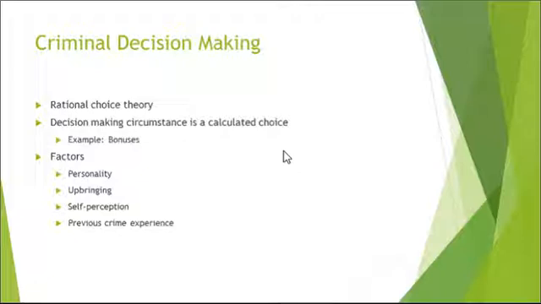The factors that add up to criminal decision making generally include things such as personality, upbringing, self-perception, and previous crime experience. Of course, these are also added together with the opportunities and the cost-benefit trade.